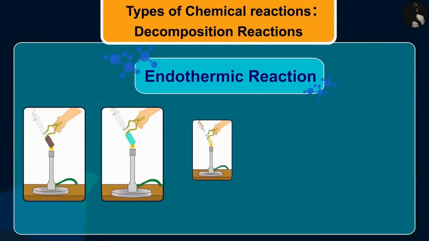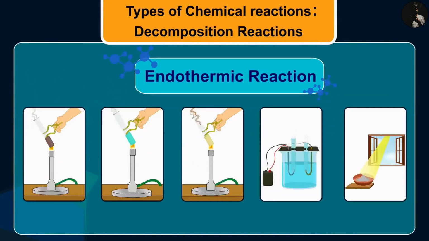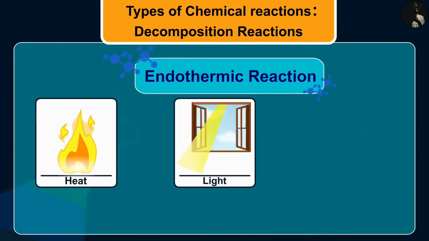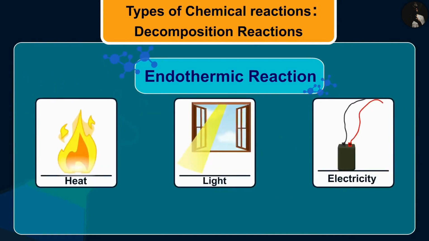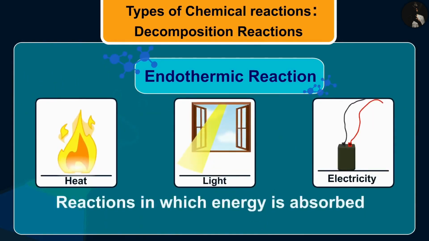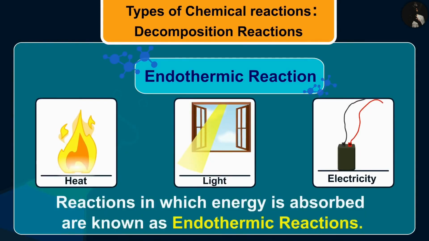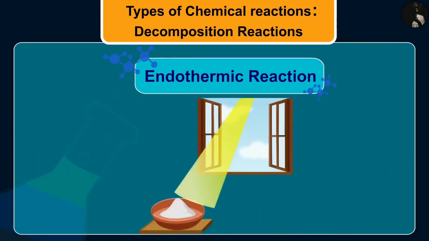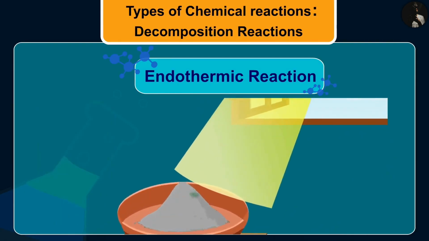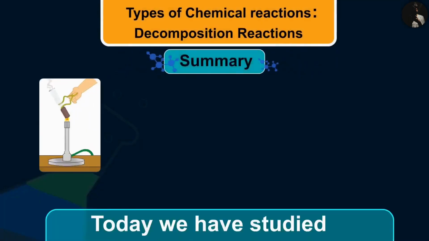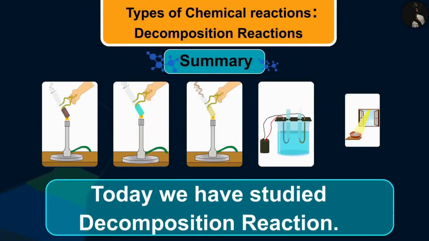Do you know these decomposition reactions always require some energy? This required energy is either in the form of heat, light or electricity for breaking down the reactants. Reactions in which energy is absorbed are known as endothermic reactions. Absorption of energy causes the breaking of the bonds present in the reacting substance, which decomposes to give the products. So friends, today we have studied decomposition reaction.